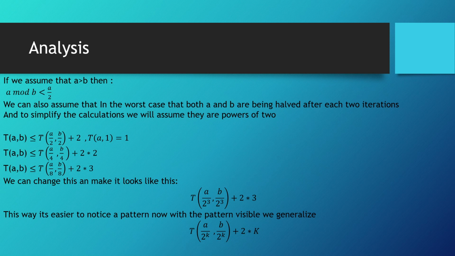Now, we will keep going. T of a over 2 over 2, or a over 4, and b over 2 over 2, or b over 4, plus 2 times 2, and the same with the next one: a over 4 over 2, or a over 8, and b over 4 over 2, or b over 8, plus 2 times 3. We will change it to make it look simpler: a over 2 to the 3 and b over 2 to the 3, plus 2 times 3. Now we can notice a pattern, so we'll generalize it: a over 2 to the k and b over 2 to the k, plus 2 times k.